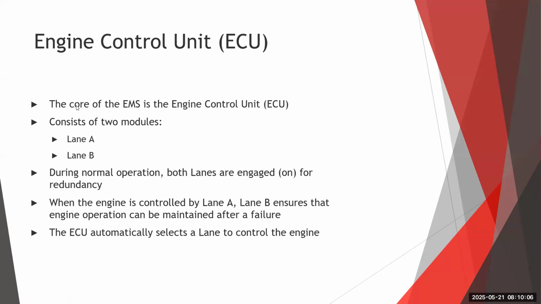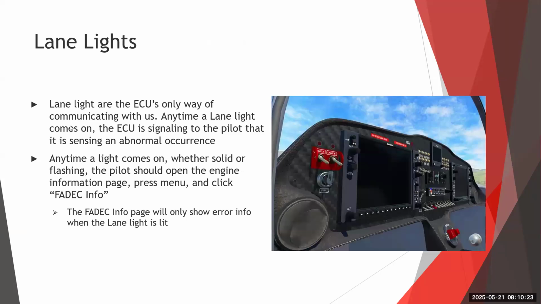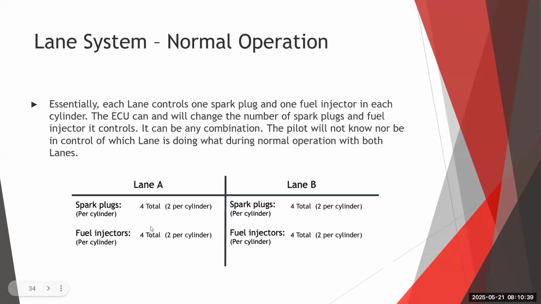The engine control unit consists of 2 modules, lane A and lane B. During normal operation, both lanes are engaged for redundancy. When the engine is controlled by lane A, lane B ensures that the engine operates and maintains after a failure. The ECU automatically selects a lane to control the engine. The lane lights pretty much just communicate with us when something is wrong or there is some sort of abnormal reading. FADEC, like we talked about, is where you can go and see what that fault is. It'll only show when the lane light is lit.